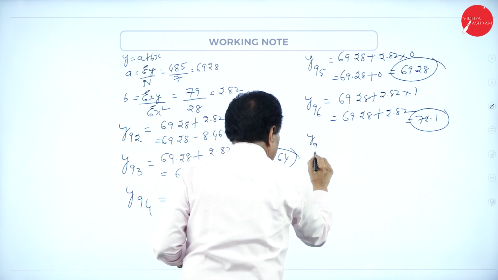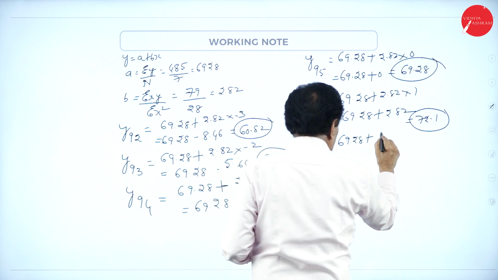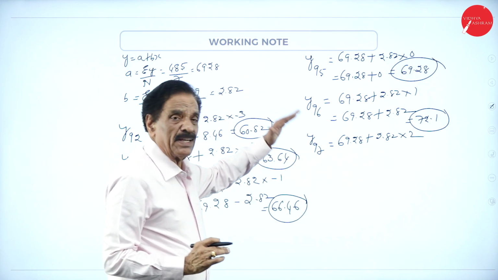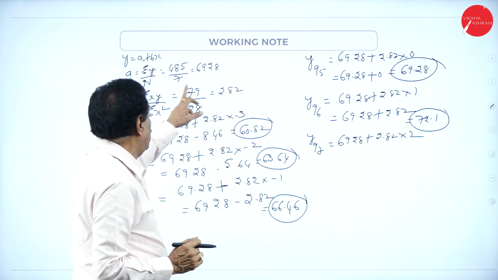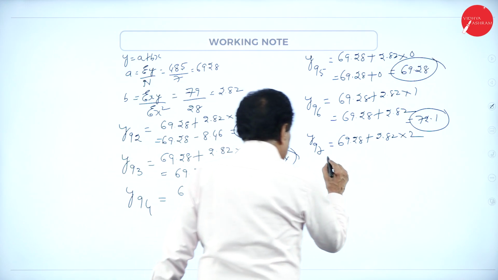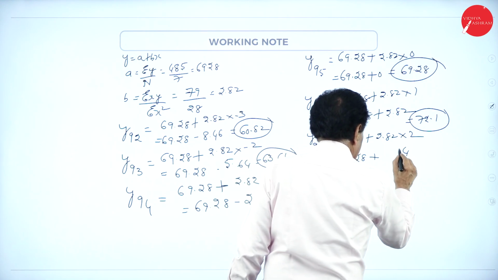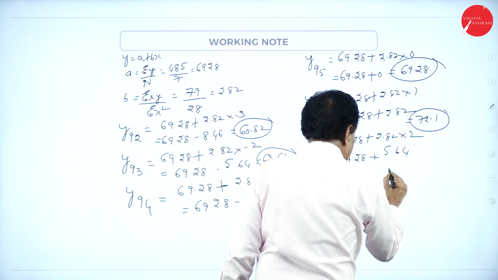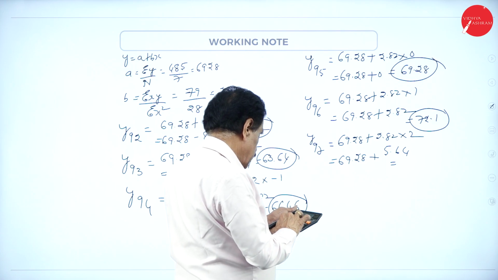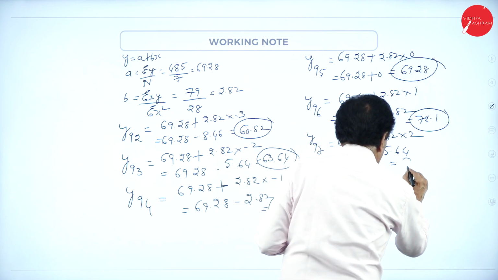Y97. 69.28 plus 2.82 into 2. Just go by application of A. Wherever A comes, you have to apply 69.28. Wherever B comes, you have to apply 2.82. So this is 69.28 plus 5.64, which is 74.92.